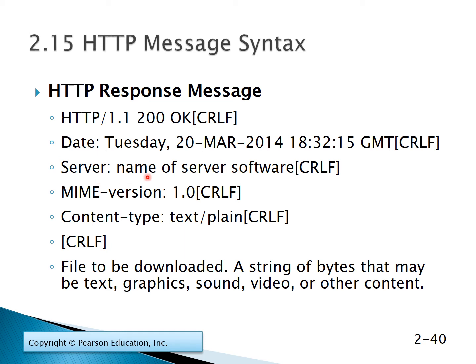This could be the name of your server software. It could be Apache, or another server. And the MIME version, in this case 1.0. And then your content type, text plain here, but it can be other things. It can be sending back an image in JPEG format and so on. And then you have two line feeds here, and then the file to be downloaded. Again, it can be an HTML page, just text contents. It can be graphics, sound, or video. But anyway, here you put the actual content of the page or the resources that the user requests.